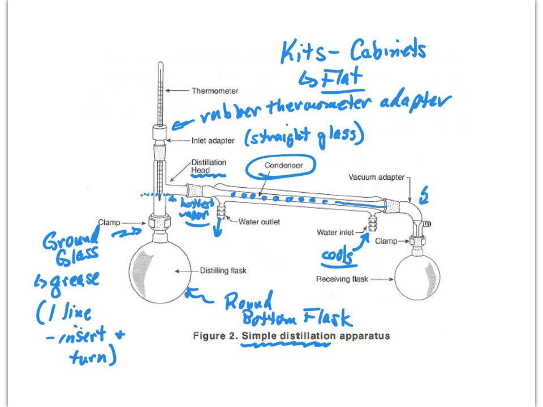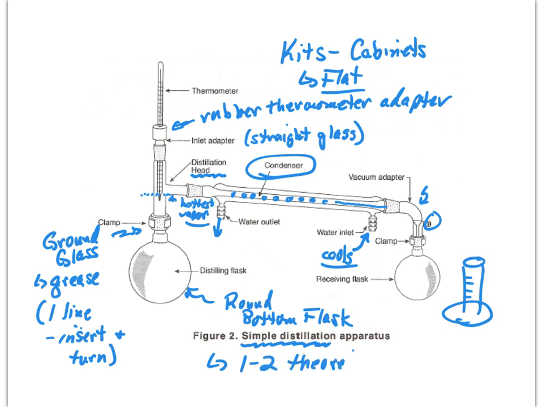You have a vacuum adapter. If we were going to do low pressure distillation, we could hook a vacuum hose on there. We're not going to do that. And then we have a receiving flask. Instead of using a round bottom receiving flask, we tend to use a graduated cylinder as our receiving flask.